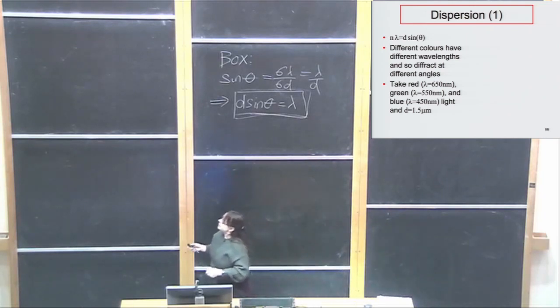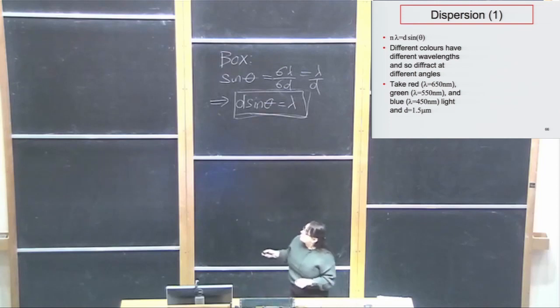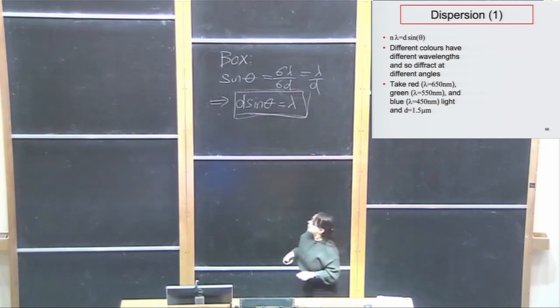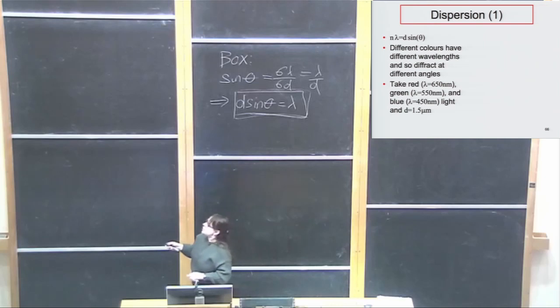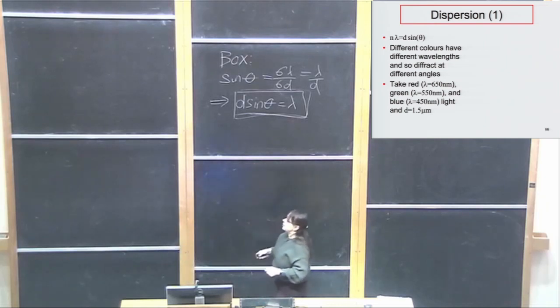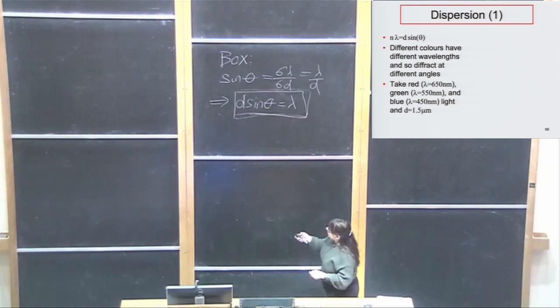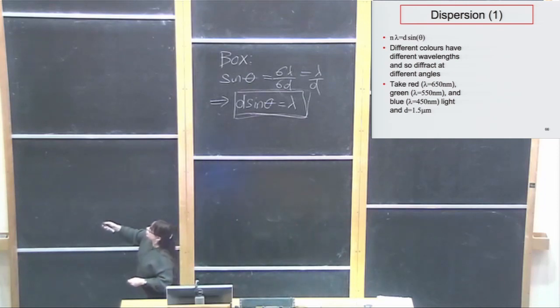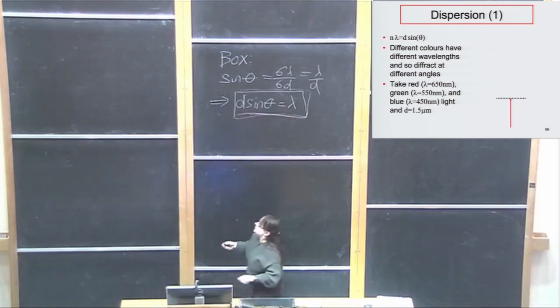So, let's consider some white light. I'm going to take it to be composed of red, green and blue, to make my life simple. And I take my value of D, the spacing between the slits on my diffraction grating, to be 1.5 micrometers. This is just a typical value. It does tend to be much smaller than a typical value for a two-slit experiment. The diagram that is about to come up on the slide is drawn roughly accurately for these numbers that I've just chosen.